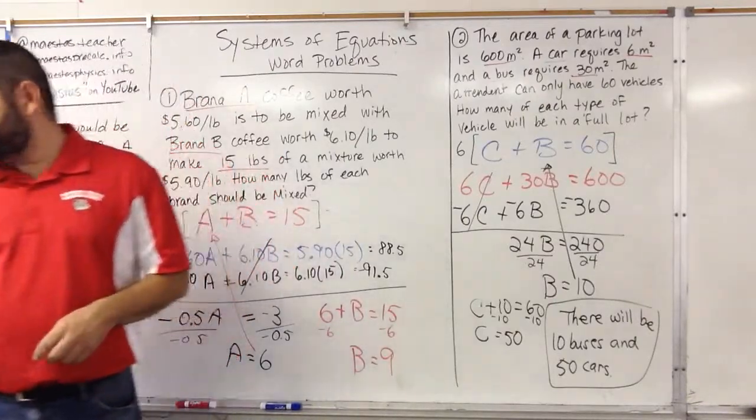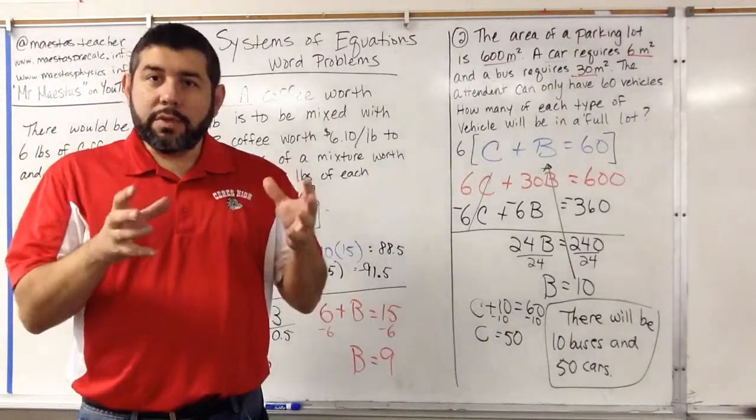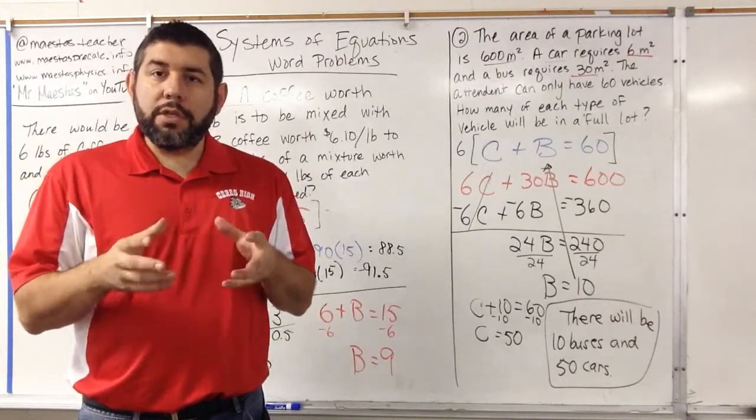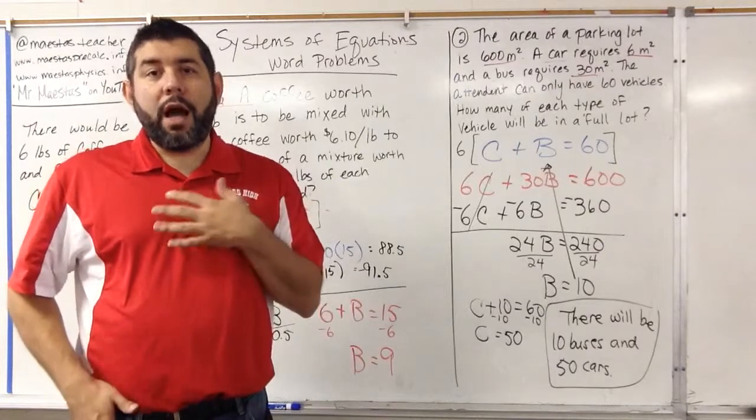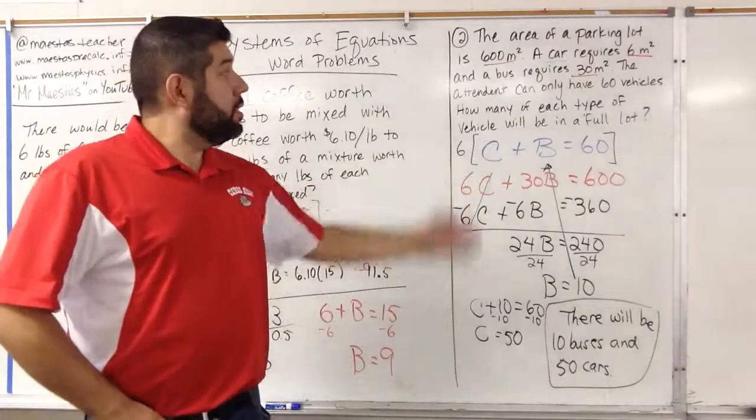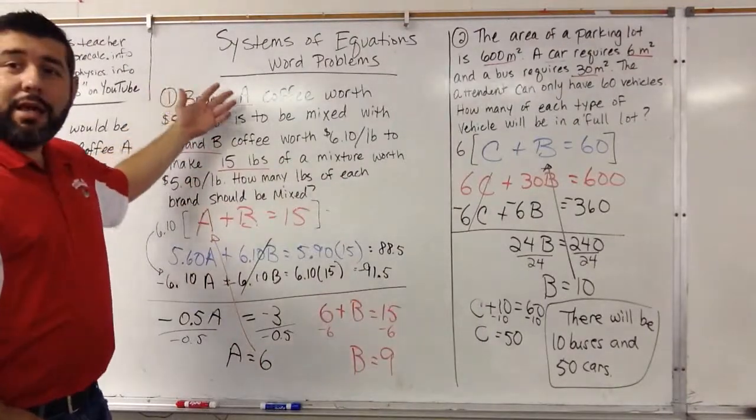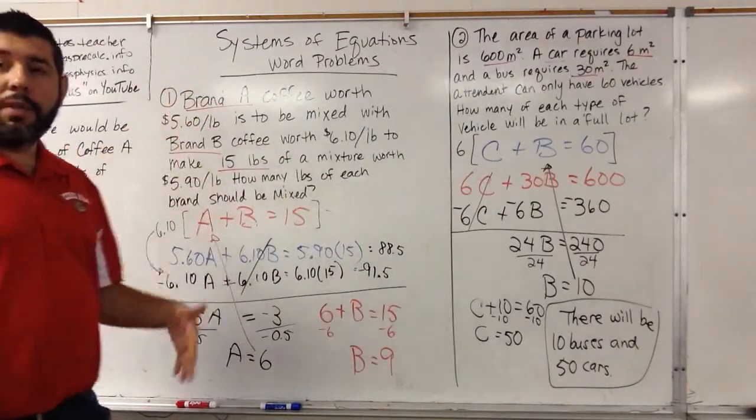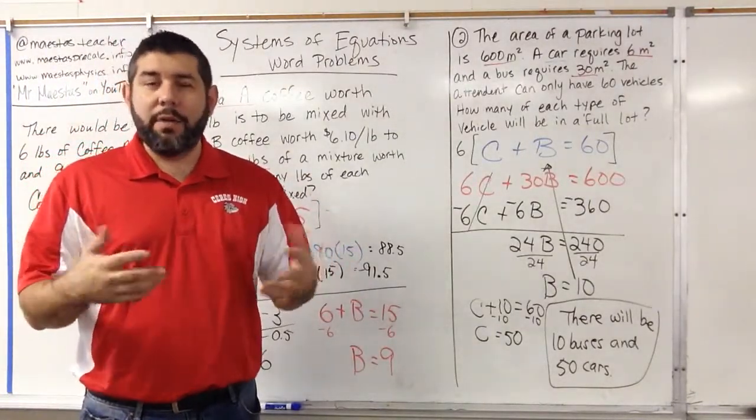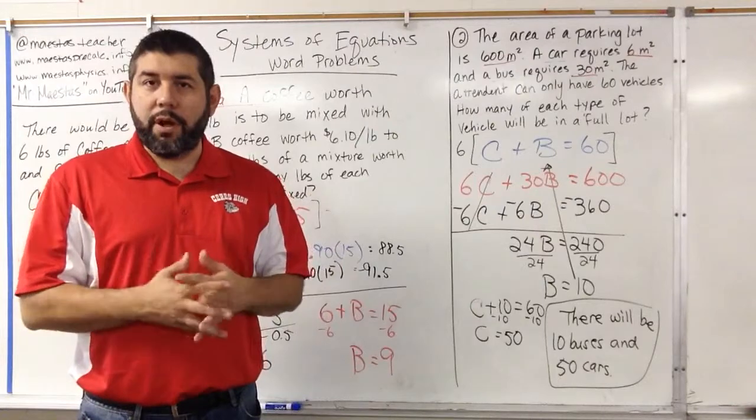So a couple of words of strategy here that you might want to think about. When you read the problem, think about the two items, the two things that we're looking for. Those two things are going to be our two variables. I would use variables that make sense for the context of the problem that we're doing. So in this case, we had cars and buses. I used C and B. In this case, we had brand A and brand B of coffee, so I used A and B. But that's totally up to what your professor or your teacher wants. If they want you to use X and Y all the time, use X and Y. But my suggestion is to use something that makes sense in the context of the problem.